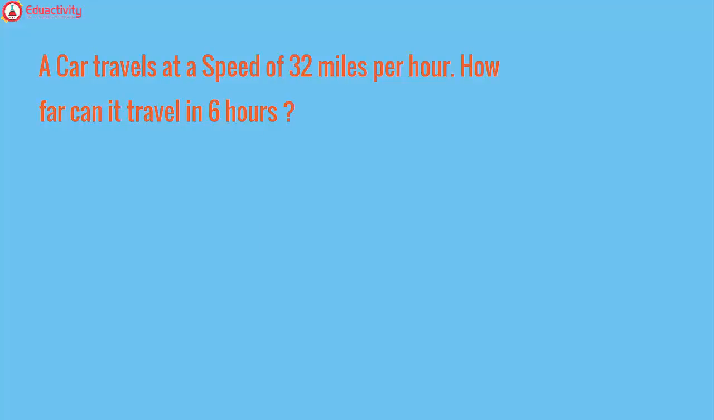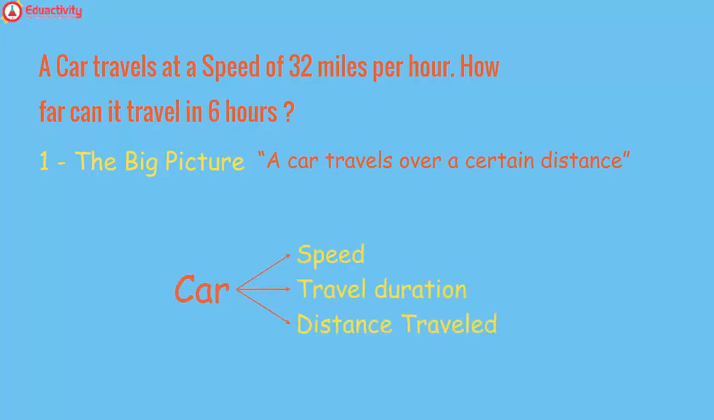We start by defining the big picture. In this problem, the car, which is the object, travels over a certain distance. The speed, travel duration, and the distance traveled are attributes associated with the car object. After we understand the situation, let's move on to the given details.